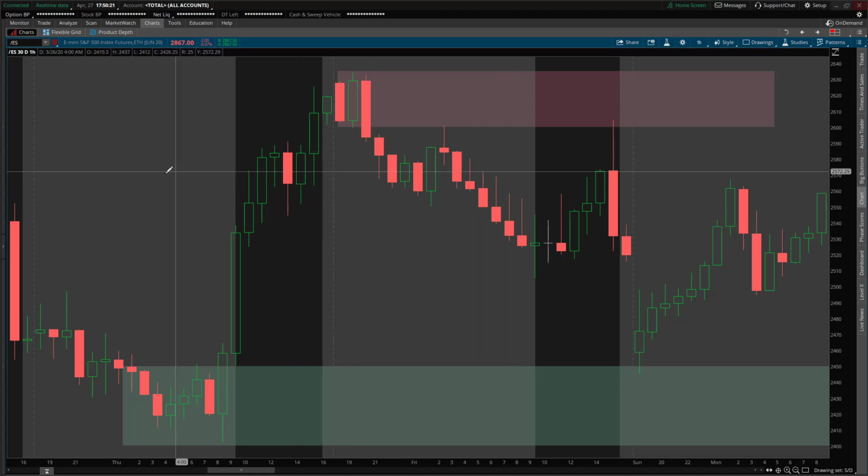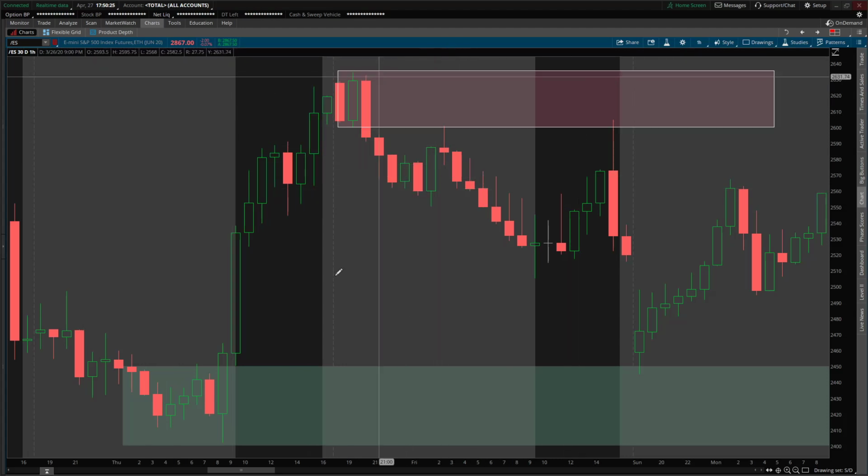So right here we have the E-mini S&P 500 future. We have a 1 hour imbalance.